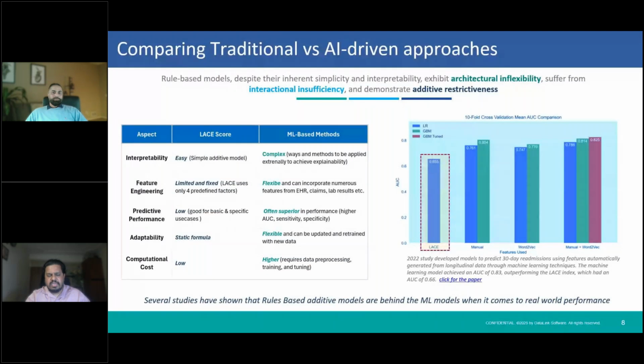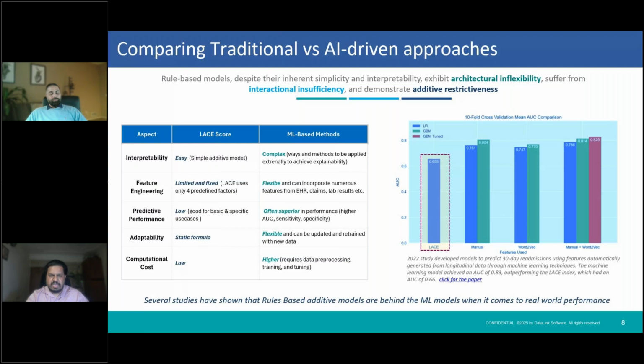So for the traditional rule based models like LACE, for example, the interpretation is pretty straightforward. There are rules, either the rules apply or they don't apply, right? So the interpretation is straightforward. For the machine learning models, however, there is a complexity involved here. We have to apply additional methods, additional statistical ways, logical ways to make the models more explainable. So there goes in an extra work there for the machine learning models.